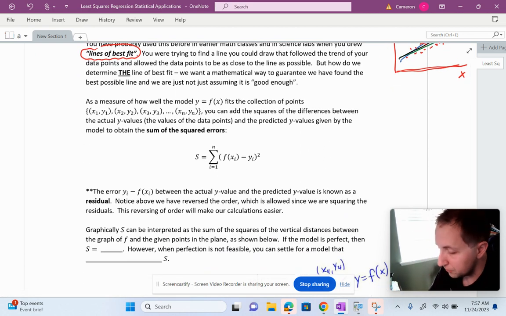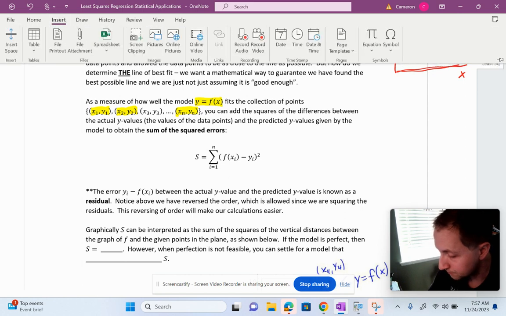And so let's kind of formalize this a little bit. As a way to measure how well our model, we're going to call that model y equals f of x, fits the collection of data points. So each one of these is a data point. x1, y1 would be the first data point. x2, y2 would be the second data point, so on and so forth. We're going to say that we have n data points.